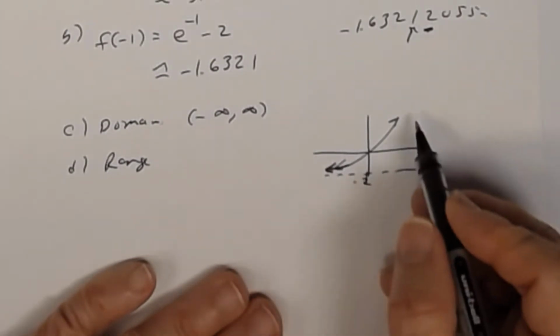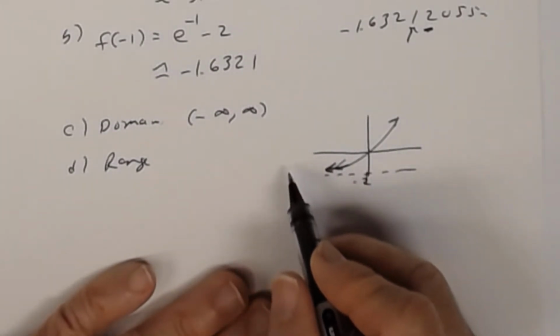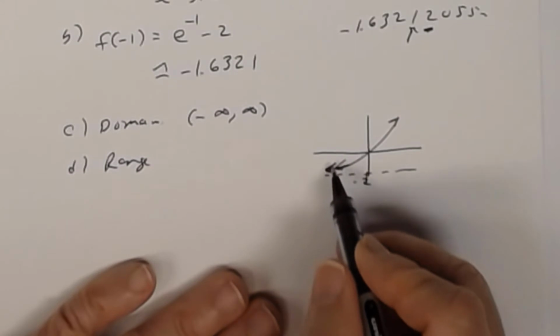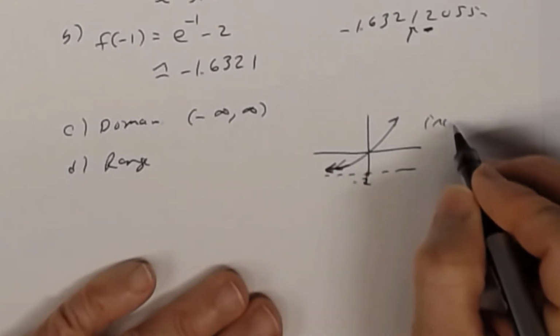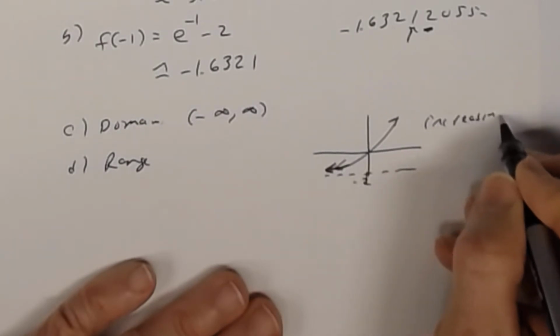On this side, it rises very rapidly. And so it's an increasing function. So you remember, you go from left to right. As I go from left to right, my y values are increasing. So this is an increasing function. Just keep that in mind. You learned that in your lessons.